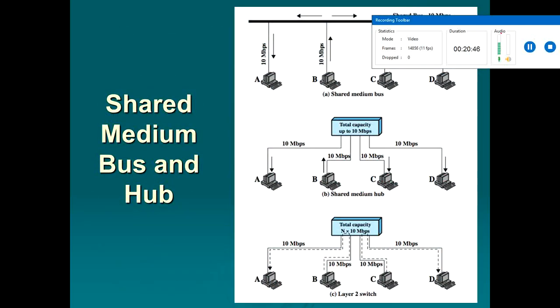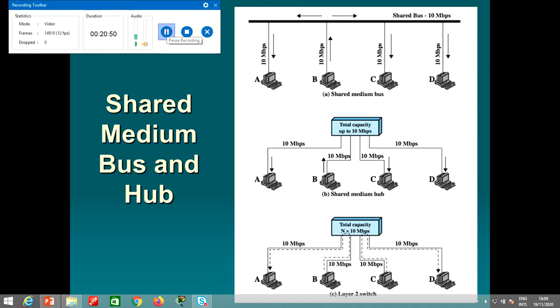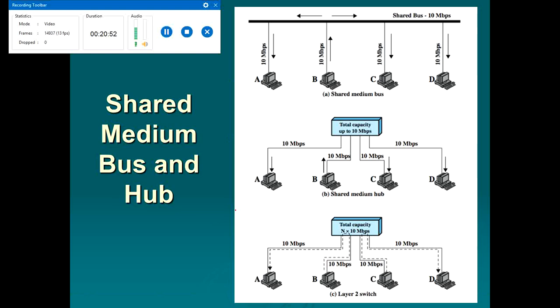So let's talk about the shared medium, the bus and the hub. The third diagram is where the hub acts as a central switch. In the first diagram, it shows a bus layout of a traditional 10 Mbps LAN, a shared bus of 10 Mbps. A bus is installed and laid out so that all the devices to be attached are in reasonable closeness to the point of the bus.